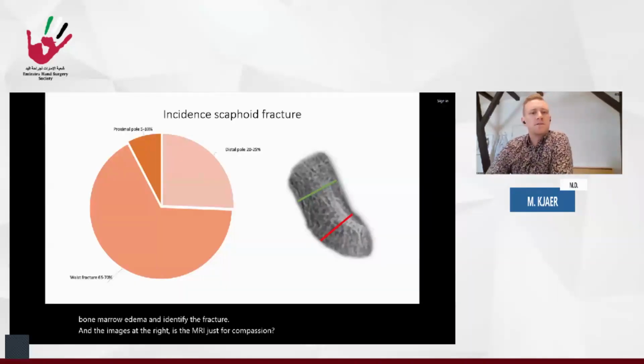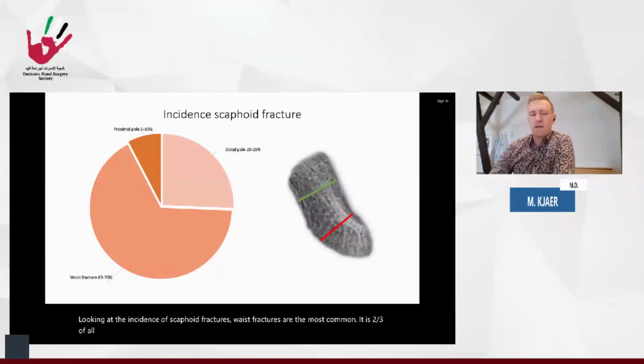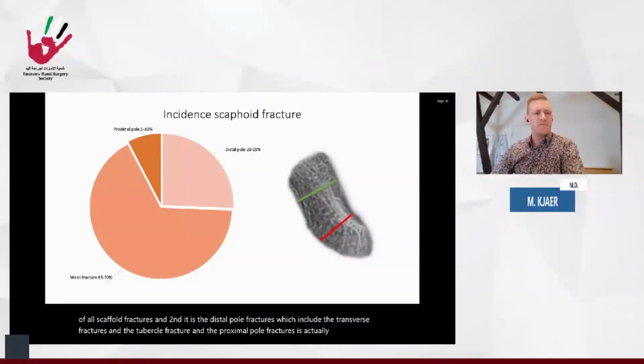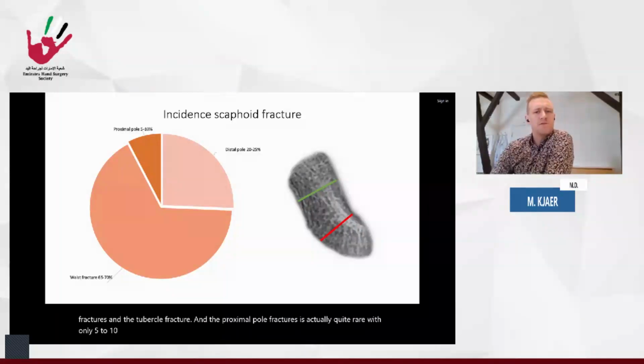Looking at the incidence of scaphoid fractures, waist fractures are the most common. It is 2/3 of all scaphoid fractures. And second, it is the distal pole fractures, which include the transverse fractures and the tubercle fracture. And the proximal pole fractures are actually quite rare, with only 5 to 10% of the fractures.